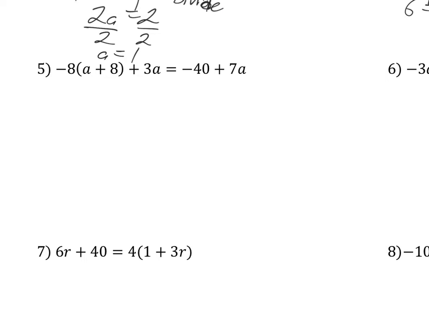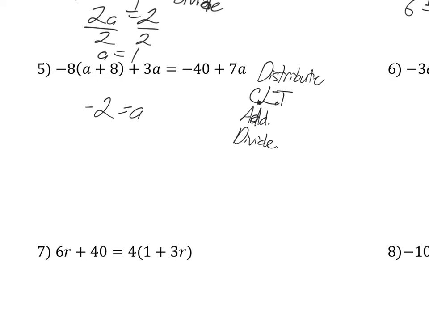Okay. So let's go ahead and do this next one. Tell me what you get and tell me the steps that you did. Okay, so we should have gotten a equals -2, and we distributed, we combined like terms, we added, and we divided. So let's go ahead and see how that worked.